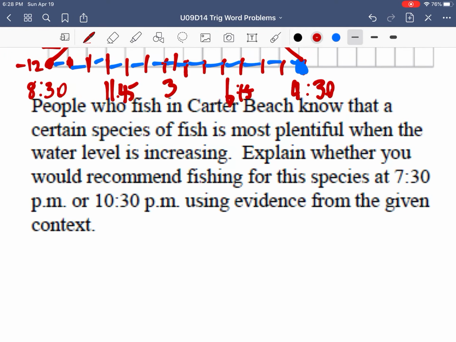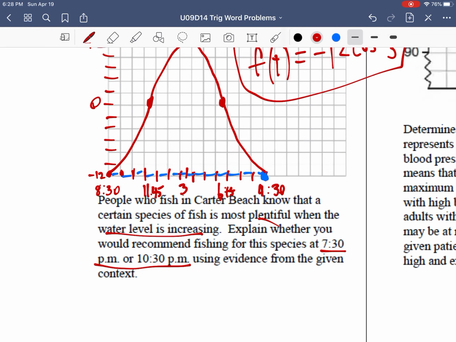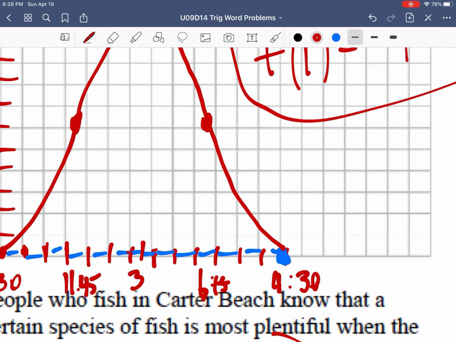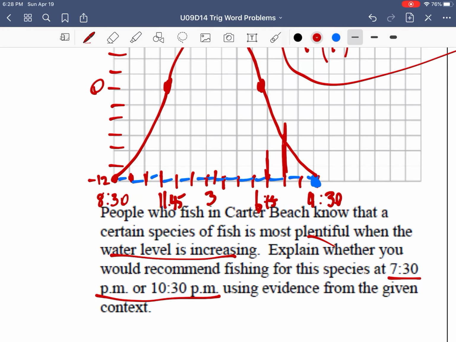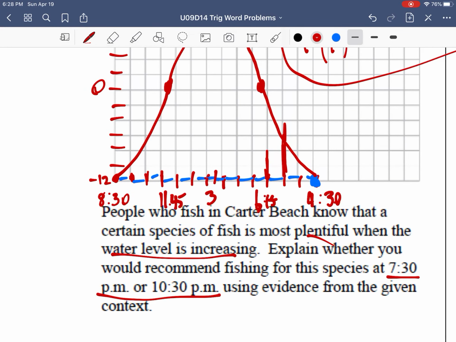It says, people who fish in Carter Beach know that a certain species of fish is more plentiful, meaning there's more of them, when the water is increasing. So explain whether you would recommend fishing between 7:30 p.m. and 10:30 p.m. So 7:30 p.m. would be somewhere over here. Well, 6:30 would be here. So 7:30 would be here. So 7:30 and 10:30.